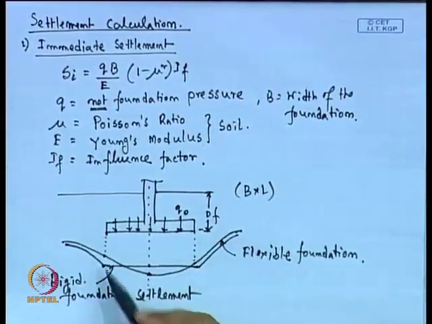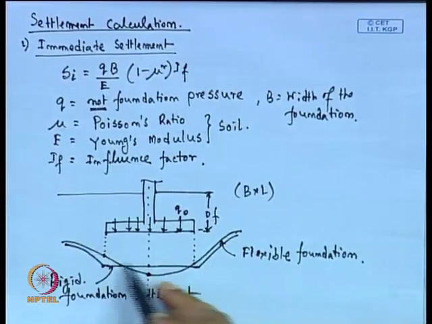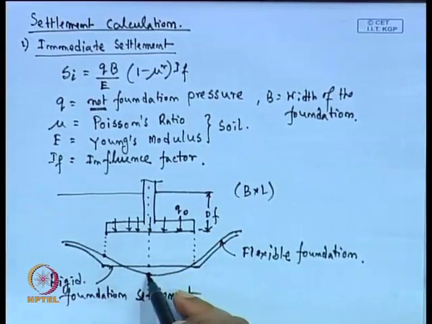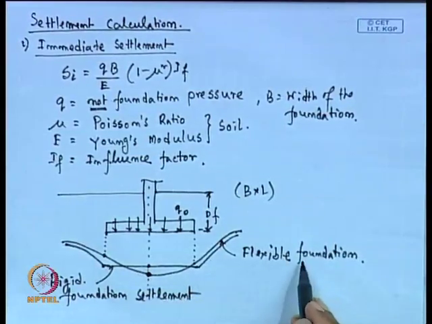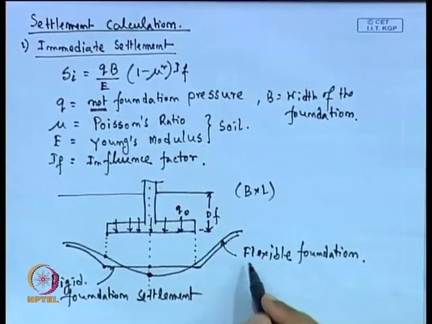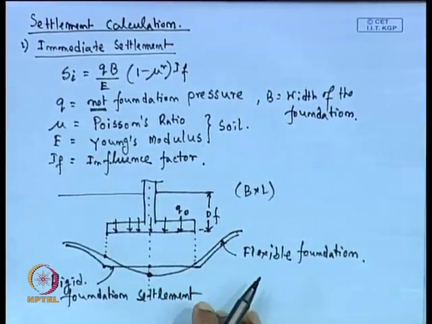Whereas for the flexible type of foundation, the influence factor value you can calculate at the center or at the corner, and they are not the same, and then we can consider the average one also. At the center, it is observed that the rigid foundation settlement is less compared to the flexible type of foundation. So, the influence factor of the rigid foundation is less as compared to the flexible type of foundation at the center of the loaded region or the foundation.